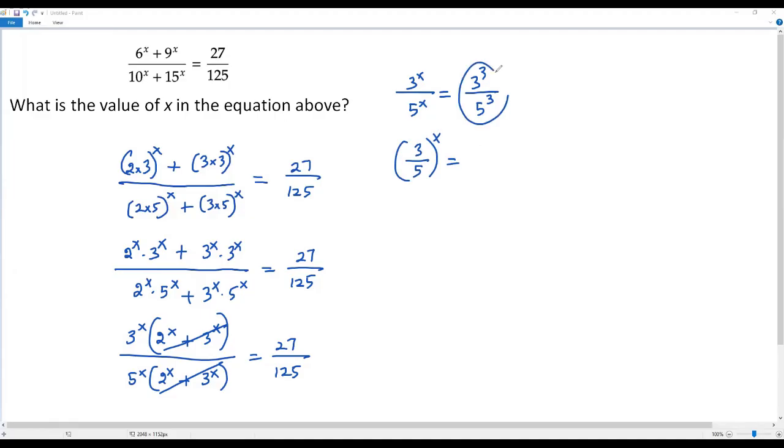The same thing we can do on the right side as well. Because here we divide two powers with the same exponent 3. So we can write the exponent in common. That is, 3 over 5 is raised to the power of 3.